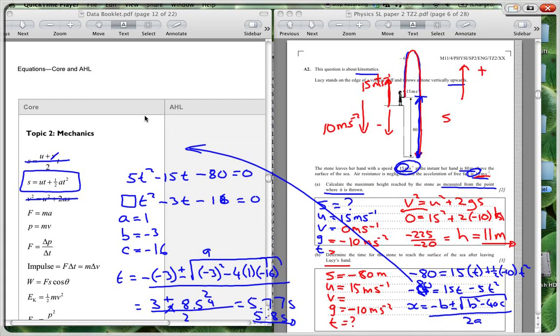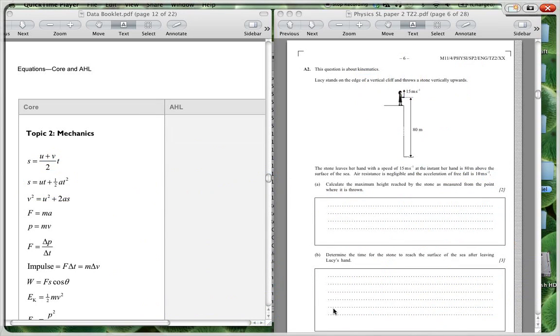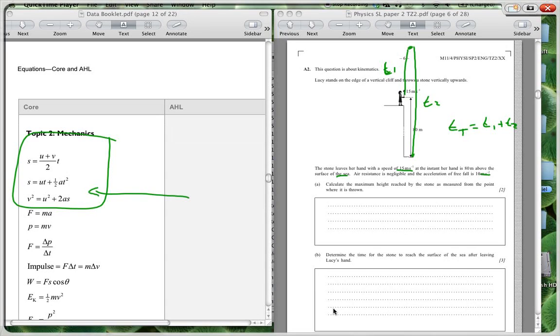Okay, so there's different ways of doing this. You could have also worked out the time for it to get to that point, and call that T1, and then worked out the time that it took to drop all the way down, T2, and your total time would equal T1 plus T2. You could have done that. The important point is to know your formulas, write down all your information, make sure that you know all your information, choose the correct formula, and then solve.